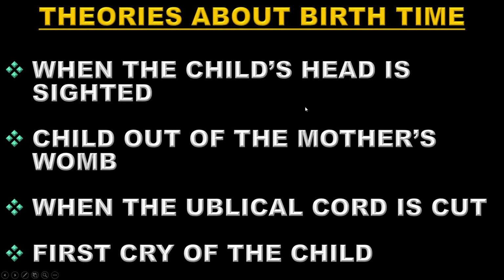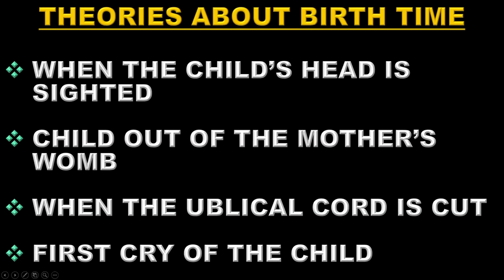there are so many theories about the birth time. The first, originally in the literature, is when the child's head is first sighted. The second is the child out of the mother's womb, totally. The third one is when the umbilical cord is cut, that is, making the child independent from the mother. There seems to be some logic in that. And the fourth one is the first cry of the child.